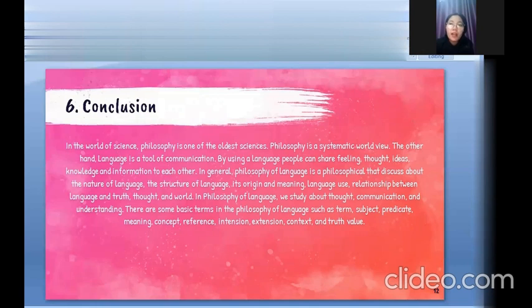In general, philosophy of language is a philosophical field that discusses the nature of language, the structure of language, its origin and meanings, language use, and the relationship between language and truth, thought, and world. In philosophy of language, we study thought, communication, and understanding. There are some basic terms in the philosophy of language such as term, subject, predicate, meaning, concept, referent, intention, extension, context, and truth value.